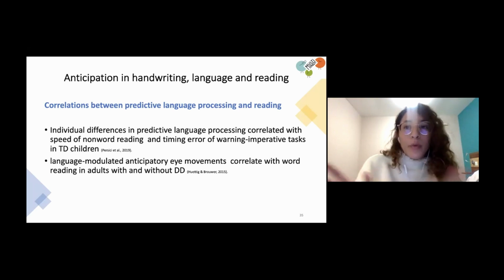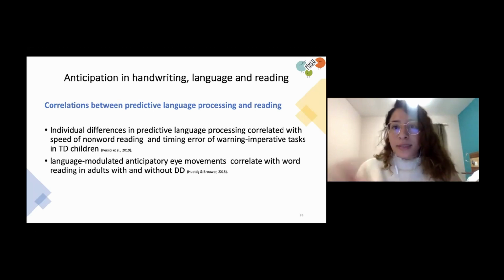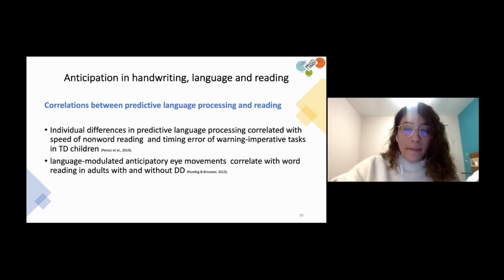which suggests that both the predictive language processing tasks as well as the performance on the warning imperative tasks, they both seem to rely on some kind of anticipation mechanisms.